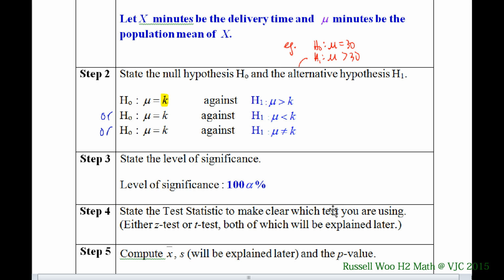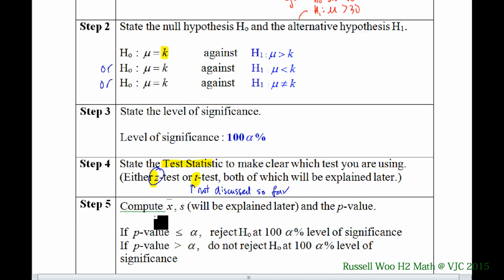Step 4 is the one that I don't want to explain too much first. For now, you just remember that you want to state the test statistic. Usually the test statistic, we will either use Z or T. T is not covered yet. So far we only use Z. Z is the standardized one. Then after that, you compute X bar.